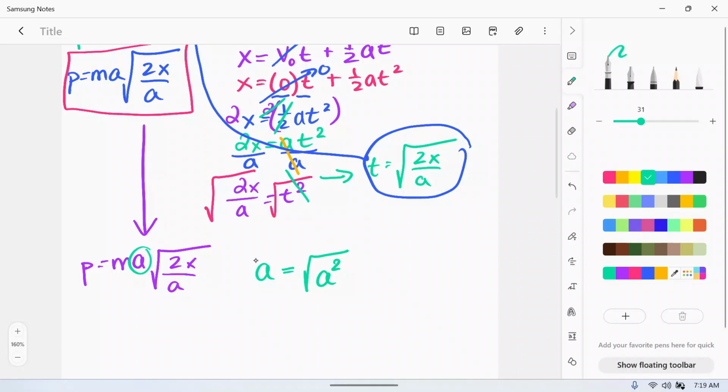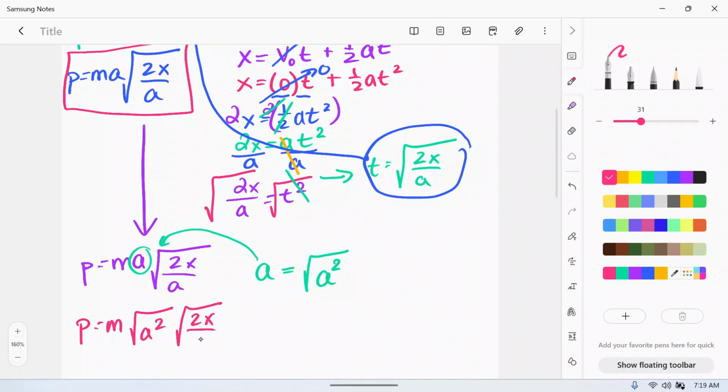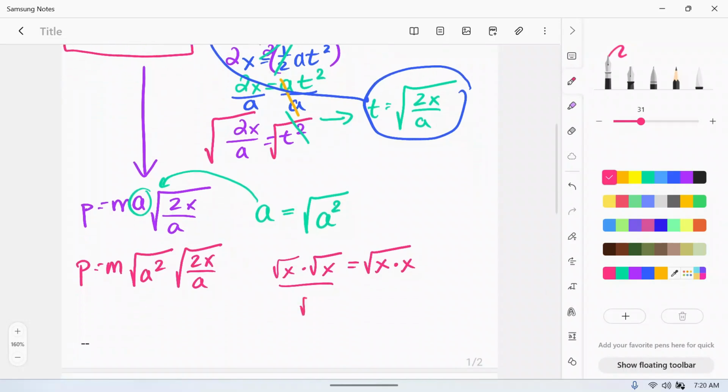So I can replace that here. And what I get is P is equal to M square root of A squared times the square root of 2x over A. Now, why does this help? Because there is a rule with square roots that says the square root of x times the square root of x is equal to the same thing as the square root of x times x, or whatever you have inside. So basically, I can combine any square root that is multiplied or even divided. So if I had the square root of x over the square root of x, that's the same thing as the square root of x over x. Those are the same thing.